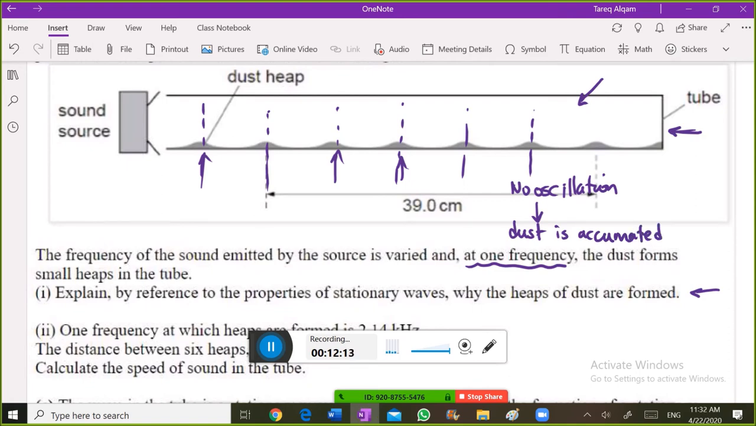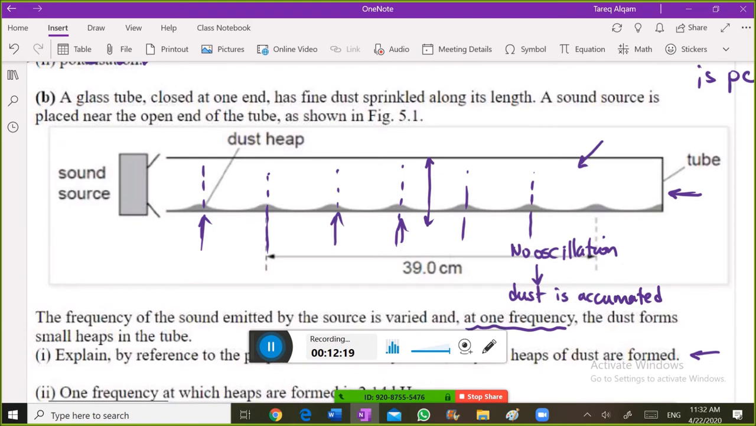Is that point clear? Here, guys, I will not see any accumulation of the dust at this position because the dust here is oscillating. At nodes, guys, there is no oscillation of the air molecules or dust, let's say. If there is no oscillation, the dust will be accumulated like this. Like what you see here.